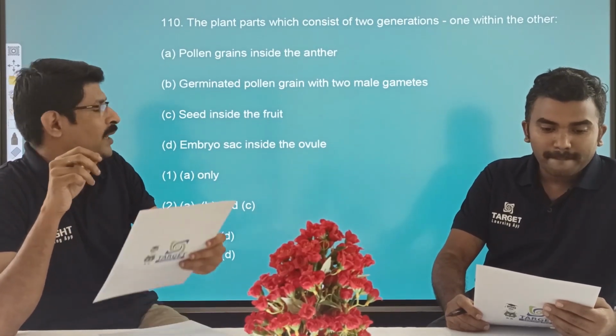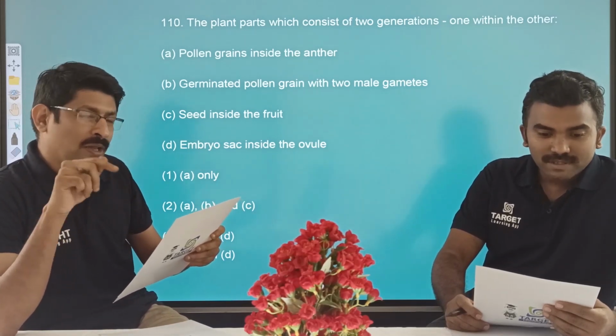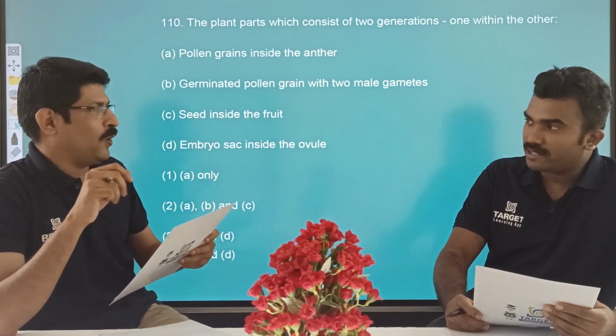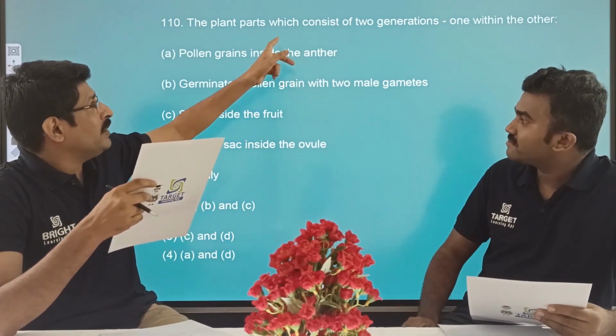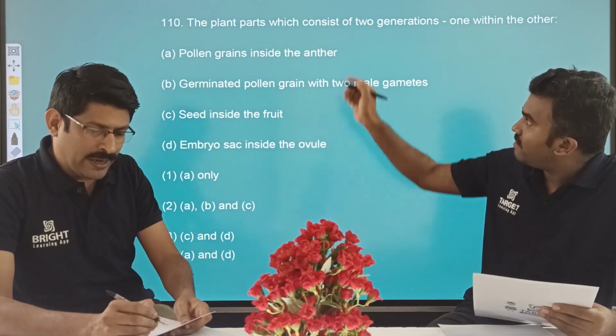Pollen grain inside anther. Anther is a diploid structure. Pollen grain is haploid. So that is one generation inside another one. So A is one of the correct ones.